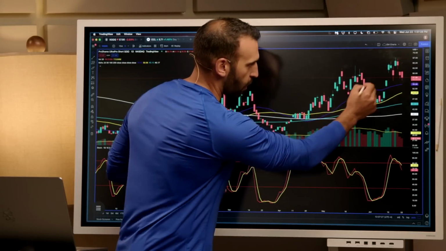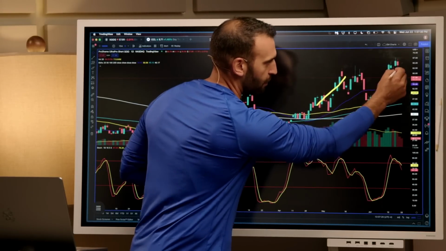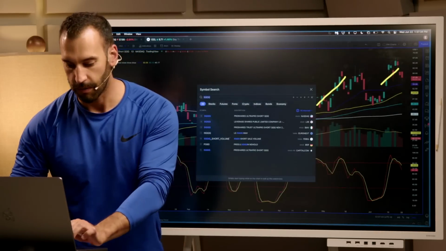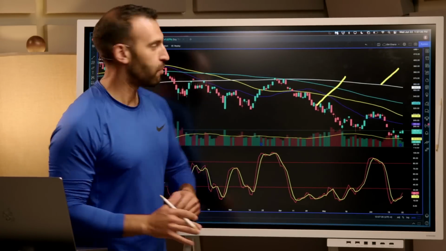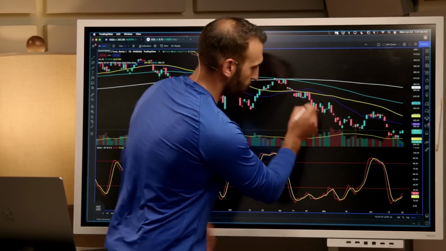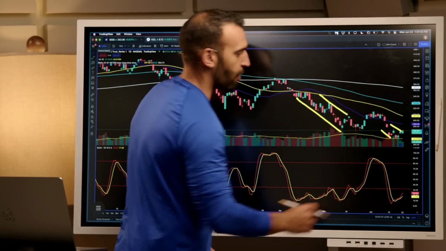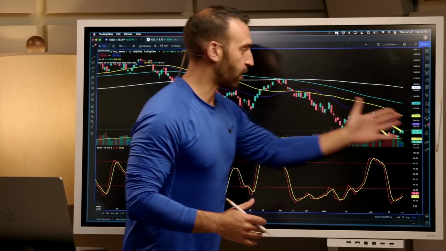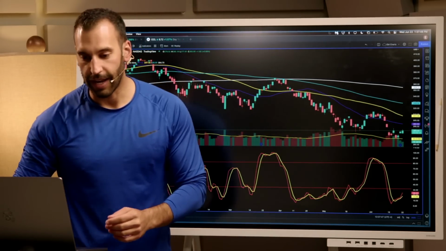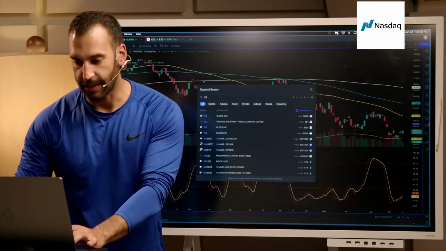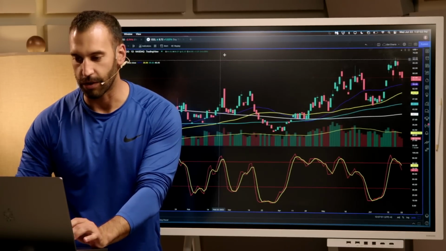So this is SQQQ. Memorize this. We're on top of all of these major moving averages here. Okay? Now let me type in QQQ. You notice that we are the same pattern, but just below the moving averages. That is how they are inverse. They are directly inverse to whatever you want to go short on.